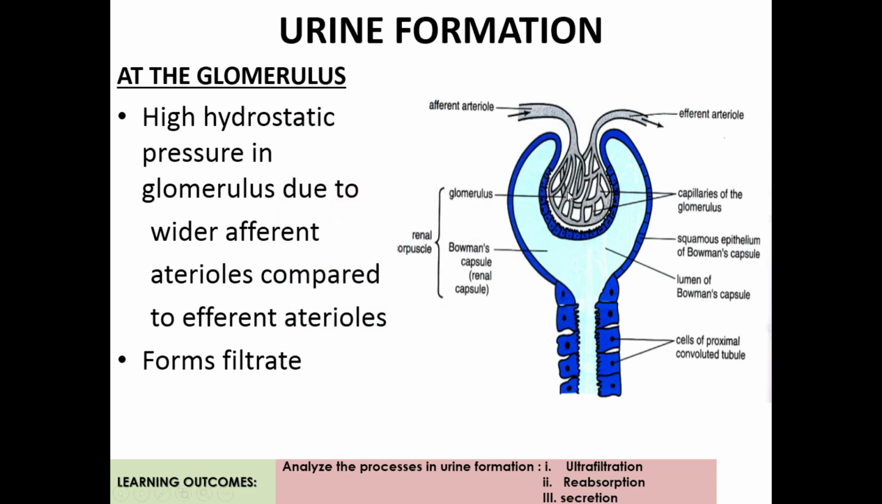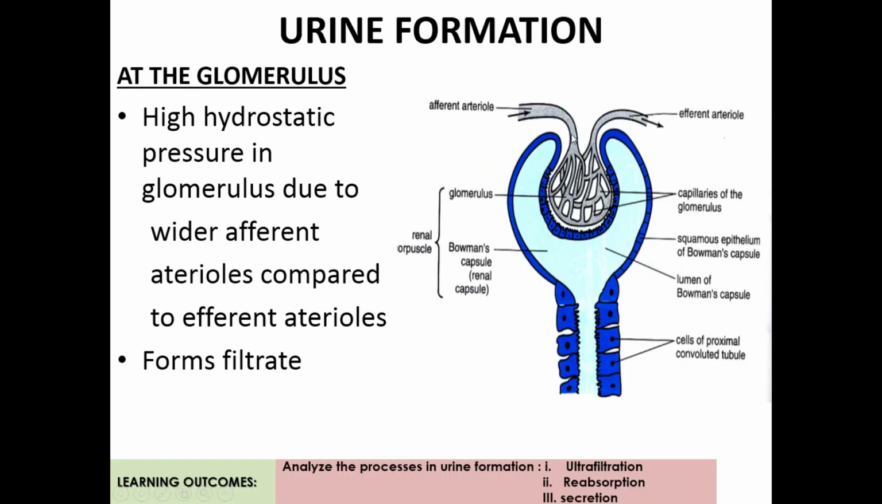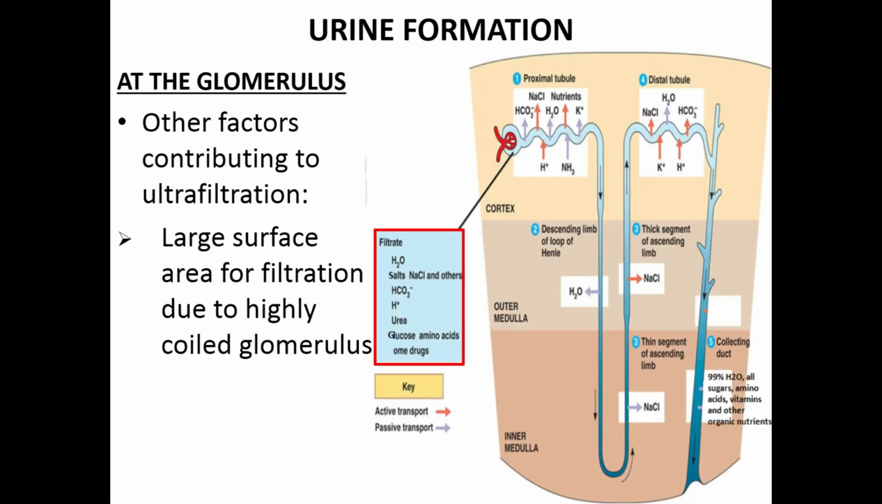Okay. Yang pertama. Yang kedua, yang boleh menyebabkan berlakunya ultrafiltration ini ialah highly coiled glomerulus. Highly coiled glomerulus ini, dia akan increase surface area. Ingat yang pertama, due to high hydrostatic pressure because afferent arteriole ini lebih lebar daripada efferent arteriole. Dia bentuk high hydrostatic pressure. Yang kedua, faktor kedua ialah highly coiled glomerulus. Dia akan increase surface area.